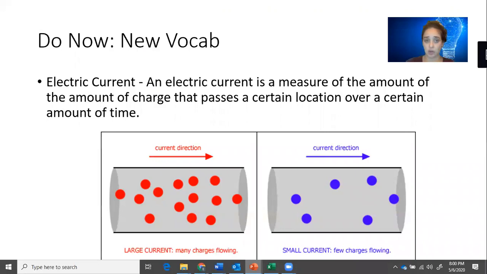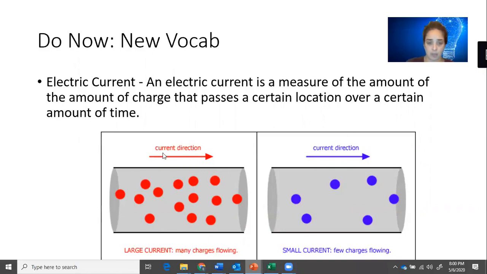So electrical current is an electric current. So an electric current is a measure of the amount of charge that passes a certain location over a certain amount of time. So make sure that you write this into your notebooks, as this is a really important definition. So again, current is how much charge there is and how much of it is passing by over a certain time. So here I have two diagrams.